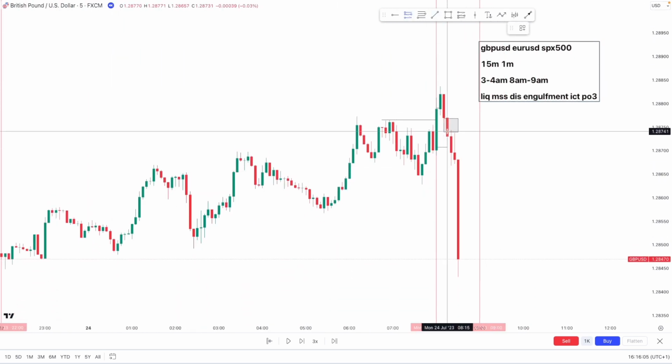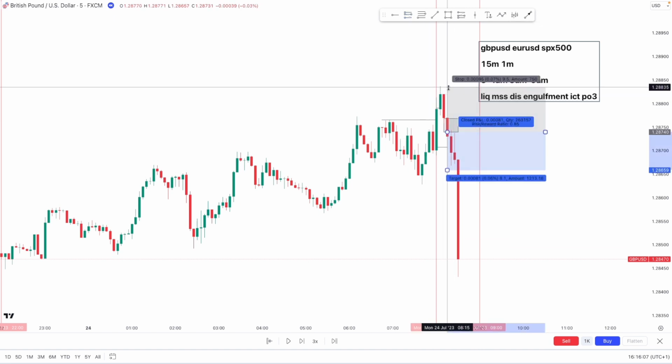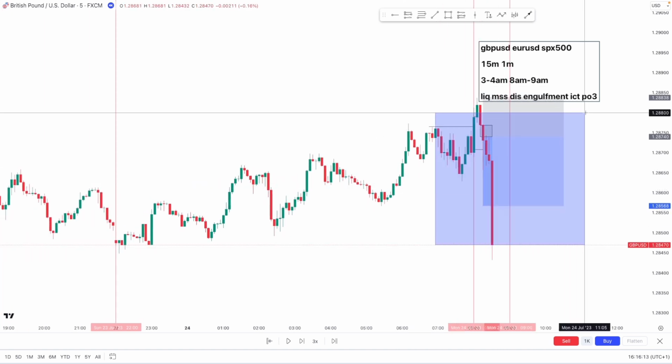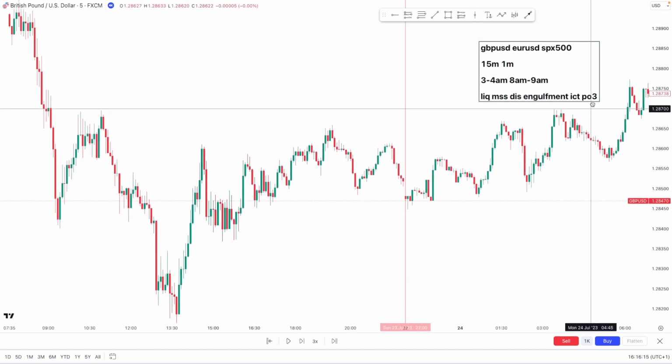As I did tell you, your entry is going to be right over here off the FVG, stop loss above the high, and where you're going to take profit is the opposing liquidity. 1 to 2, 1 to 3 RR. Don't always go for something crazy, because in the long run, it might not work for you too well.